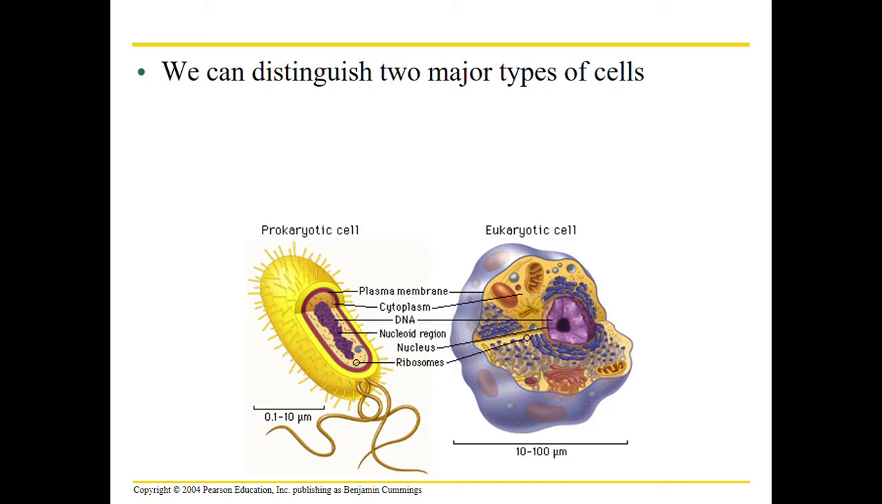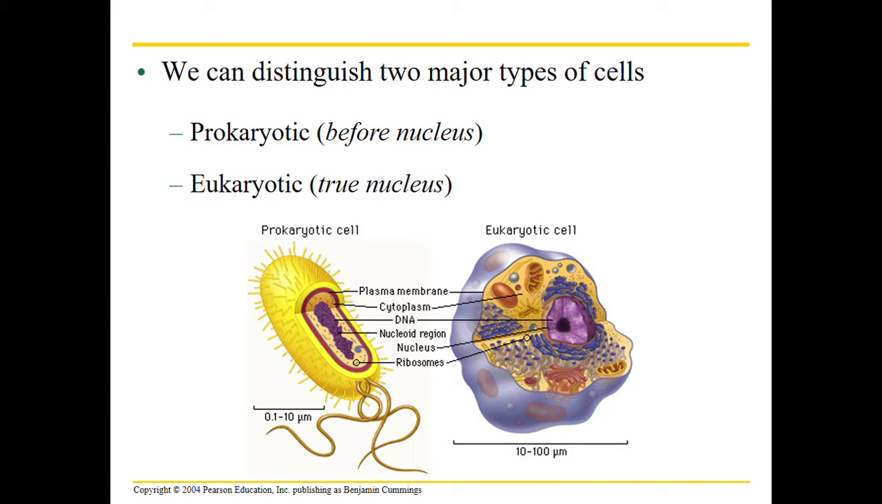So, part 2, distinguishing between two major types of cells. Here we have a prokaryotic cell and a eukaryotic cell. Prokaryotic means before a nucleus, eukaryotic means it has a true nucleus. What does this mean? Well, a nucleus is a very large organelle that eukaryotic cells have that stores all of our genetic information, our DNA.